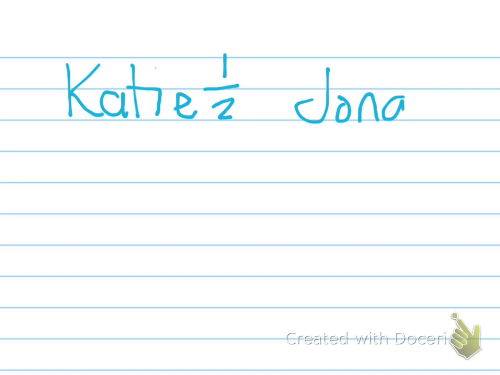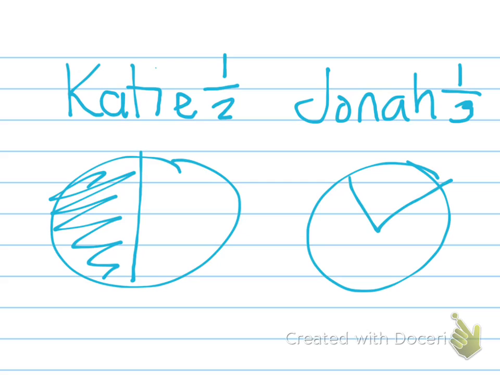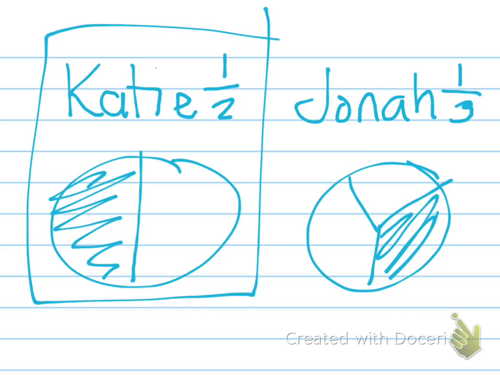Number 3 says Katie and Jonah were sharing a bag of pretzels. Katie has 1/2 of the pretzels, and Jonah had 1/3 of the pretzels. Who has more? So we know Katie has half, and we know Jonah has 1/3. So Katie has half, which means we would cut it in half, shade in this. Jonah, we have to do 3 pieces, fill in 1/3. So by looking at the pictures, we know that Katie has more of the bag of pretzels.